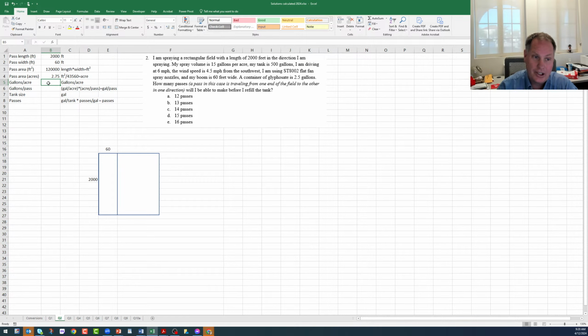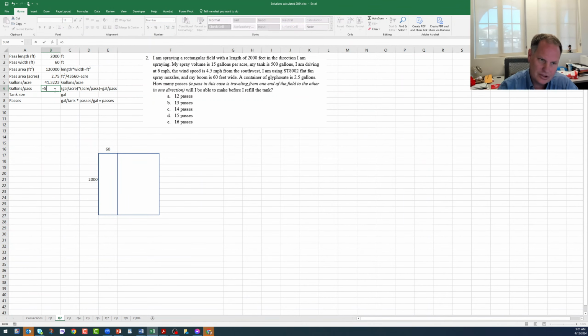Now I am not just spraying 2.75 gallons, I'm actually spraying the number of acres times 15 gallons per acre. So I'm spraying about 41 gallons out of my tank each pass. Now all I need to do is figure out, with a 500 gallon tank, how many times can I spray 41.3 gallons before I run out.